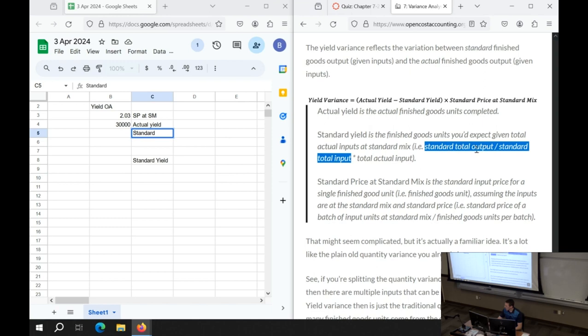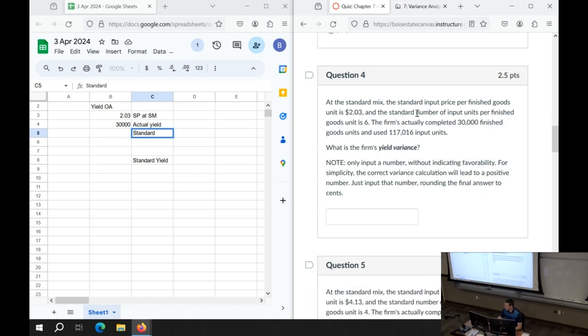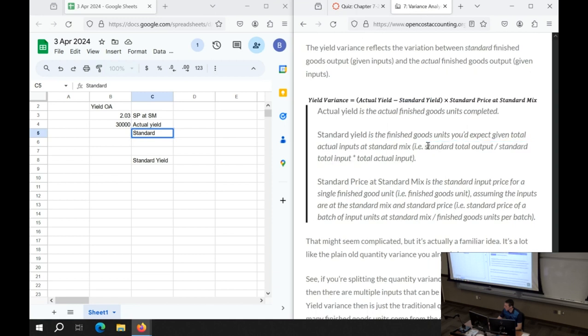So how much output should we have? 1/6. That's what it said in the problem here. It says we have 6 input units. Sorry, the number of input units per one finished goods unit is 6. So I don't have the number 1 right here, but it's a singular finished goods unit. So 1 finished goods unit, 6 input units. And so 1 output or yield, 1 finished goods unit output over 6 input units. So 1/6.